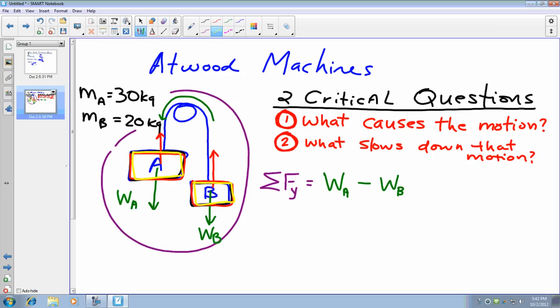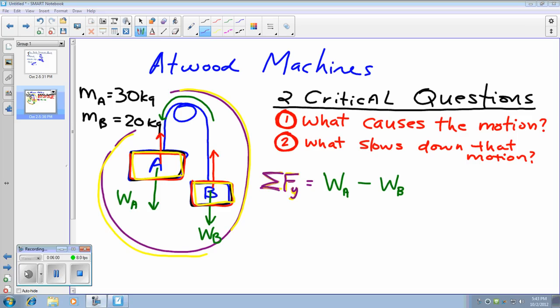of this entire system. Right here, this entire system as a whole. So we have the sum of our forces, the sum of our forces, and that is very difficult to read. The sum of our forces in the vertical is going to be equal to the weight of object A minus the weight of object B. Why are they subtracting? Because object B is slowing object A down. Well, and I should say object B is slowing down the motion that was caused by object A.